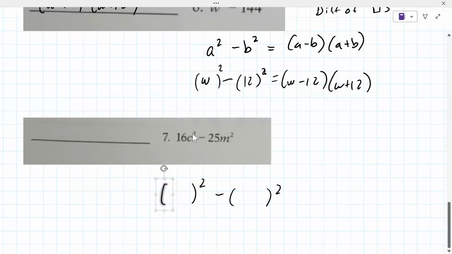What gets you back to 16c squared? How do you get back to 16? What number do you square to get 16? And c, 4c. 4c, good. And do the same thing for the 25m squared. That would be 5m.